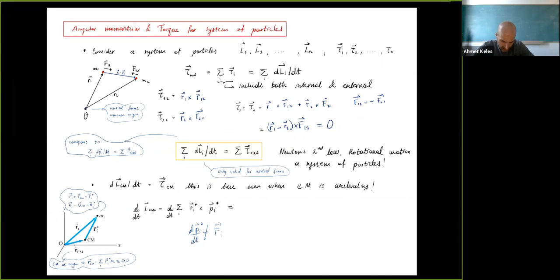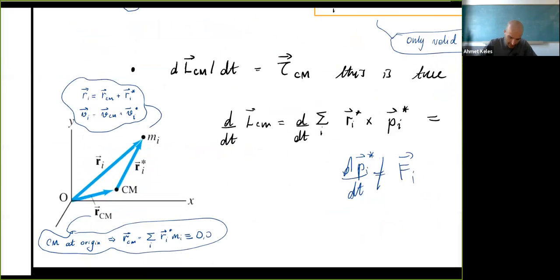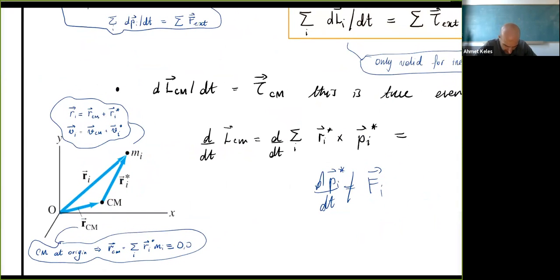But if we are concerned with the center of mass and the motion around the center of mass, there's actually a stronger statement like this. dL of center of mass by dt is equal to tau, the net torque around the center of mass. And this statement is true even if the center of mass is accelerating. And we can actually show this. So for this, I need to introduce some labeling first. My center of mass, I show it with R of center of mass. And there may be many particles, but I am focusing on only one of them, and let's call it M of i.